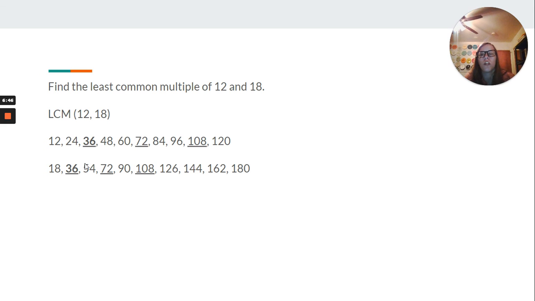Least common multiple general rule is to start with the first 10 multiples, so 12 times 1 all the way up to 12 times 10. We again underlined the similar ones, or the same, and then bolded the lowest of those. So 36 is the least common multiple of 12 and 18.